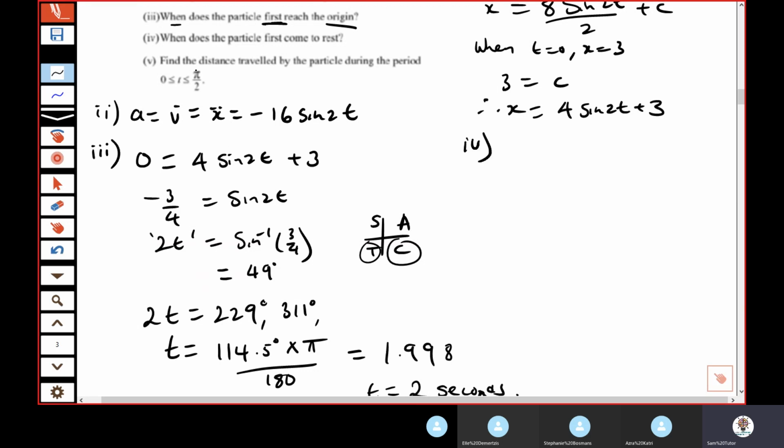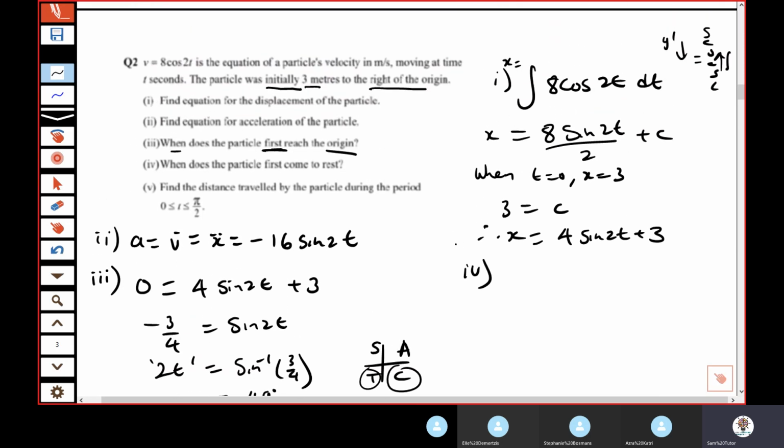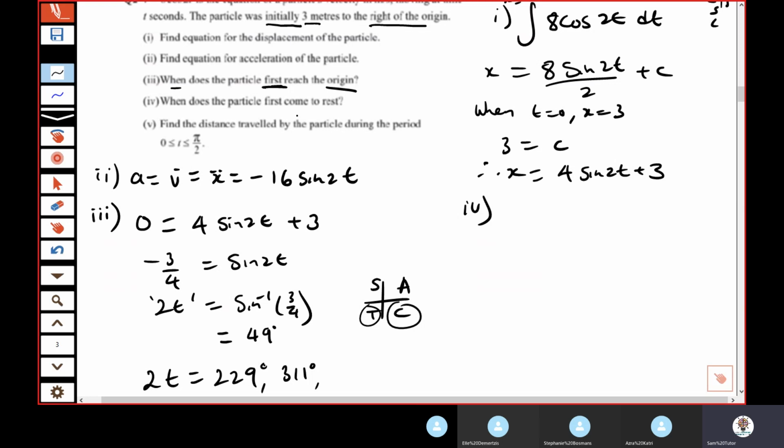Part IV. When does the particle first come to rest? When will it first come to rest? Well, again, rest is when velocity is equal to 0.